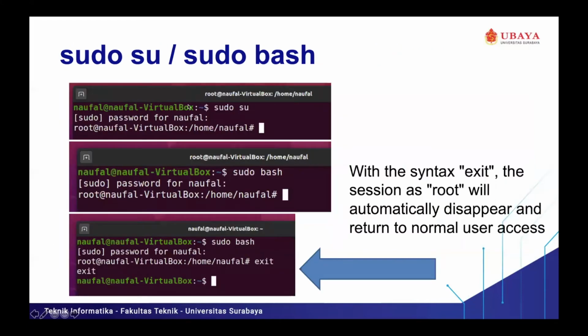The first command is sudo su. Sudo su is for logging in as an administrator. As you can see here, if I want to log in as an administrator, I just type in my terminal sudo space su, or super user. Then you need to type your password. If you type the correct password, you will see something like this. You will succeed in logging in as root on your computer or operating system.